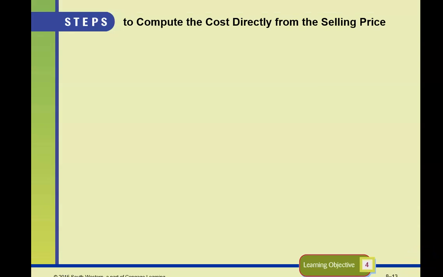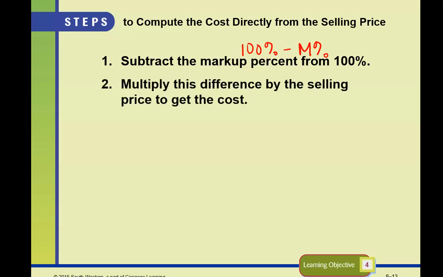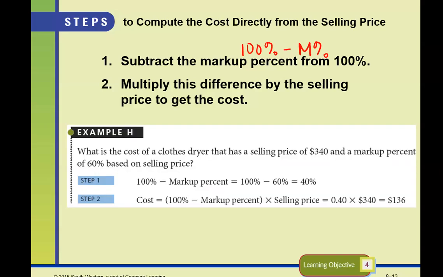Okay, another thing we can do is to compute the cost directly from the selling price. What you're going to do is subtract the markup percent from 100%. So that's simply 100% minus the markup percent. And then the second step is going to be to multiply this difference by the selling price to get the cost.